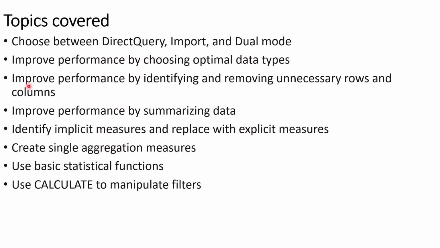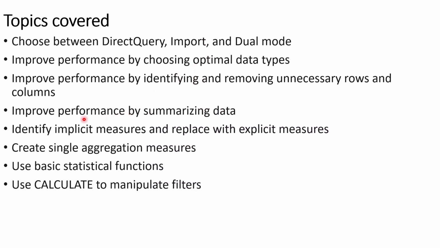Then there are a few topics like improve performance by choosing optimal data types, improve performance by identifying and removing unnecessary rows and columns, improve performance by summarizing data. So these are the three topics that are directly related to optimizing the data model.